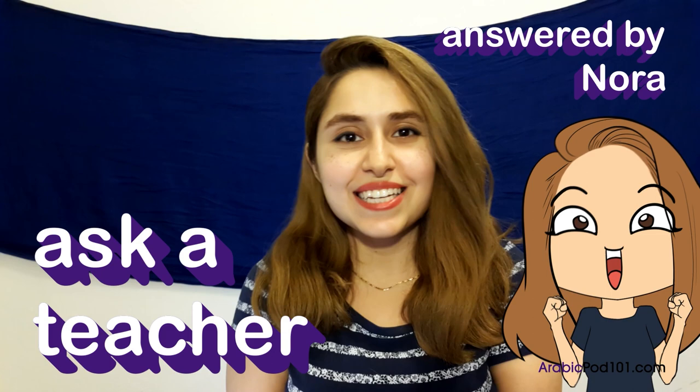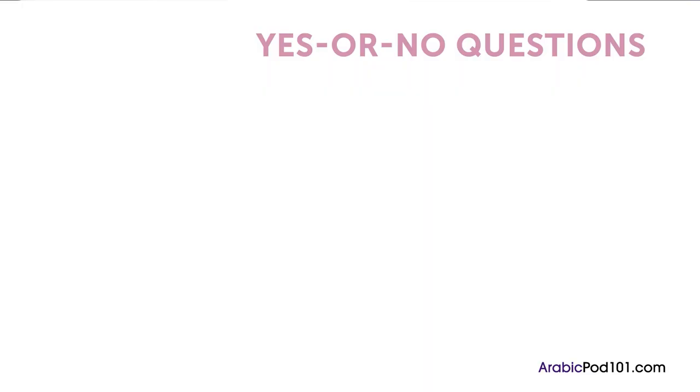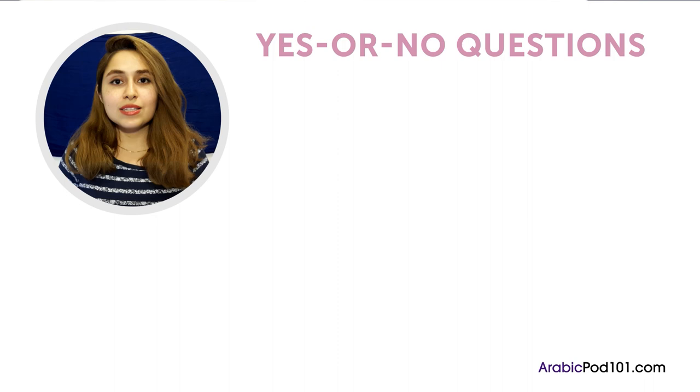The question for this lesson is, what do questions look like in Modern Standard Arabic? There are two types of questions in English, commonly known as yes or no questions and WH questions. The same applies to Arabic. Let's see what Arabic questions look like. First, let's look at yes or no questions. These are questions that ask whether or not something is true. In Modern Standard Arabic, we use the question word هل to ask yes or no questions.